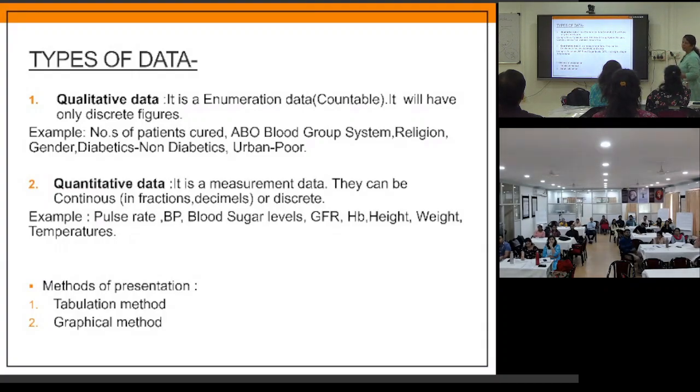Gender, male, female, diabetic, non-diabetic, urban, poor. So what you will have in the columns is just the counts. Number of diabetics 100, number of non-diabetics 200, for example, like this. In the quantitative, you have the measurement data. They can be continuous, as I said, in fractions or decimals, or discrete. So they can assume values like pulse rate, blood pressure, blood sugar levels, GFR, etc. So wherever you find a unit, it is quantitative.